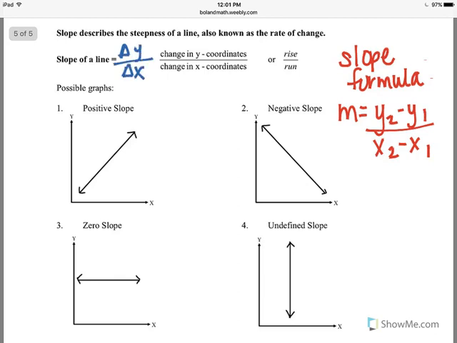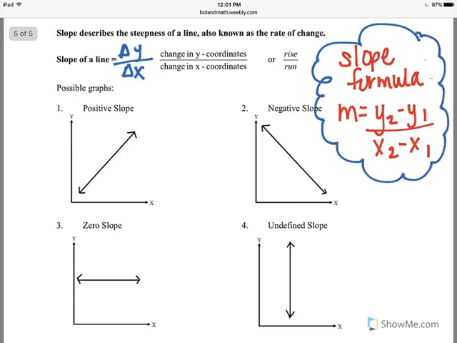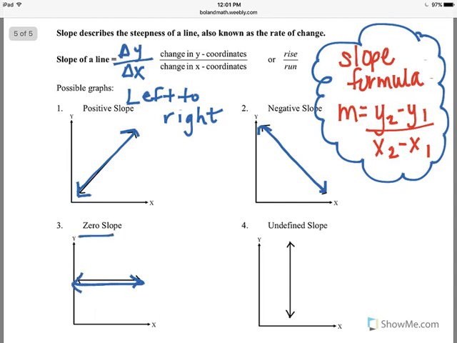If you're looking at a table, you also need to know how to plug 2 points into the slope formula to figure out the slope. And then you need to know what represents a positive slope if you're looking at the graph from left to right. It's positive. If you're still looking at the graph from left to right, this is negative. If it has no slope, or a horizontal line, that's zero slope. And then if it's a vertical line, then that's undefined slope.